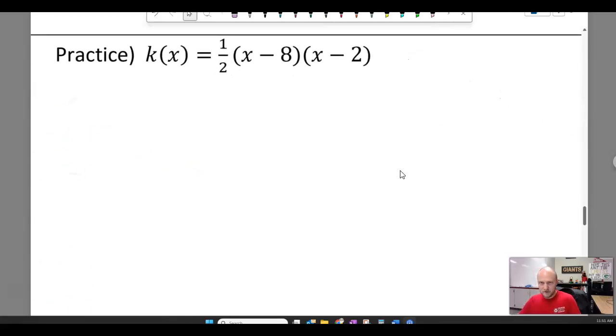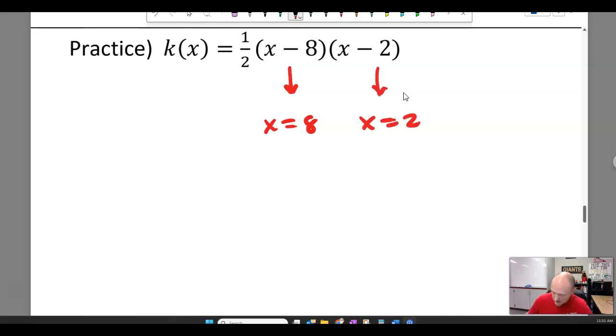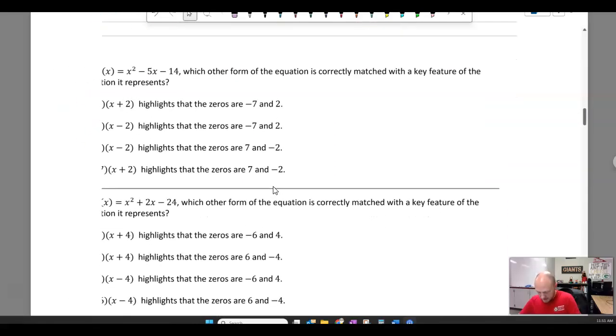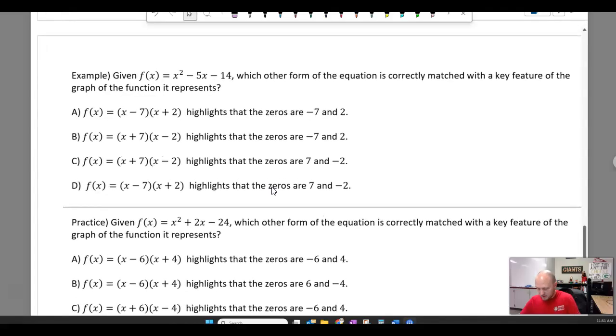All right. Next example. Go ahead, try this example. What are the zeros? You're like, I'm so quick with it. I know it's 8 and 2. Perfect. 8 and 2. It's always the opposite sign here. Oh, what about the 1/2? Ignore it. It doesn't do anything for us in this case. Okay? All right. And then I think we have some multiple choice questions down here.